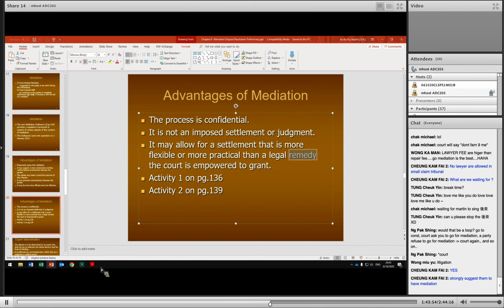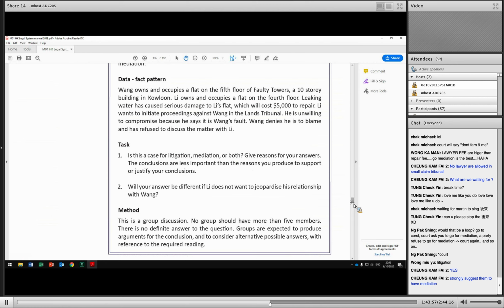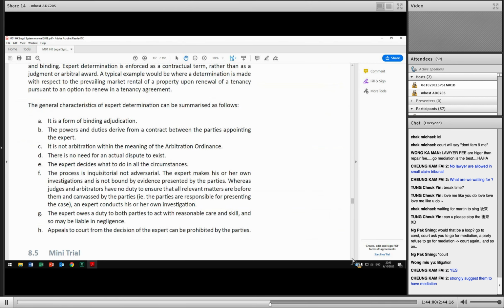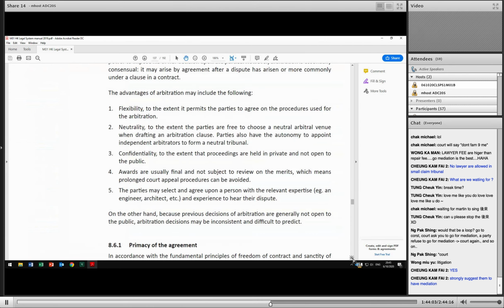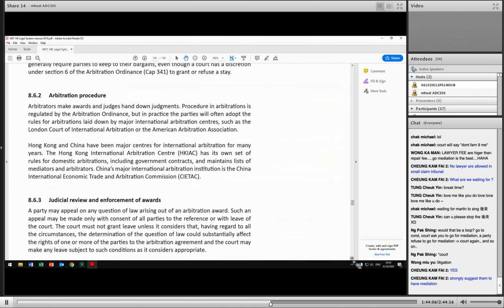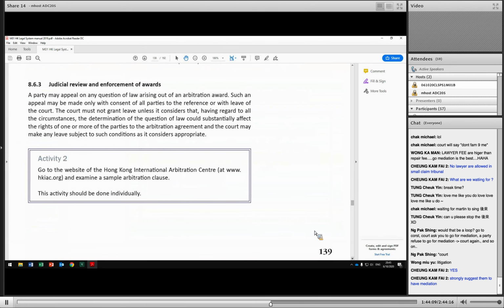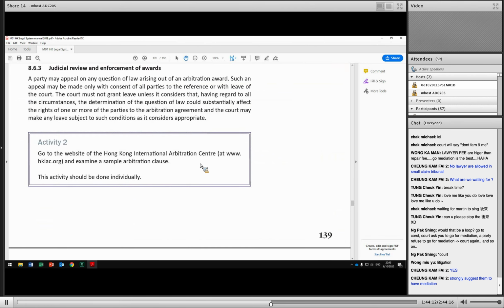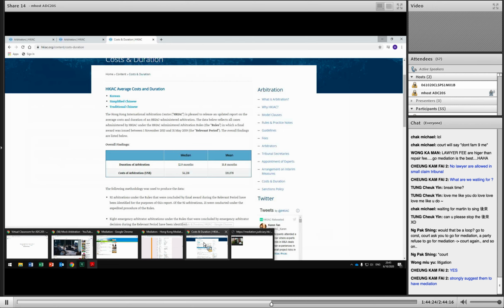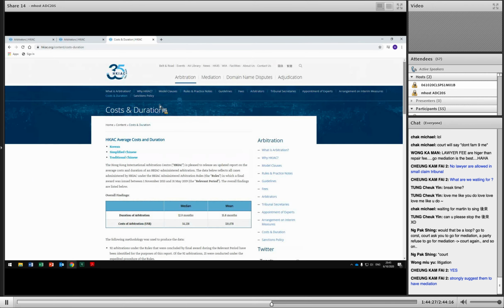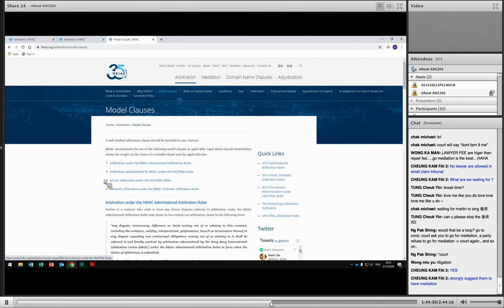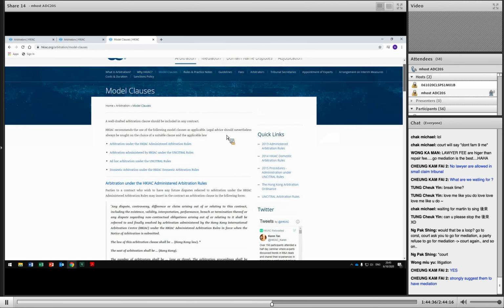Okay, please also do the other activity. Please go to page 139. Go to the website of Hong Kong IAC and examine a sample arbitration. So it's something we have done before. So you may now go back to the website of the HKIAC. You can find this one. This is the model clauses. This one. So you can do it by yourself.